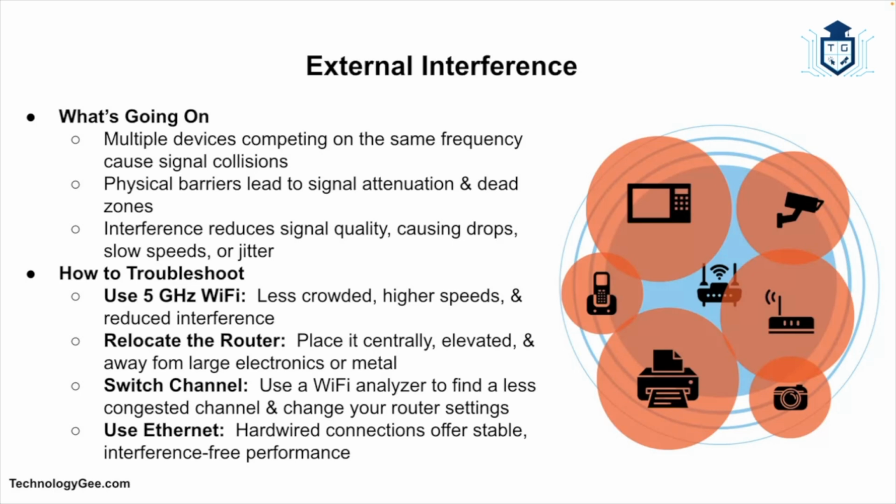Well, you want to use the 5 gigahertz Wi-Fi. Why? Because it's less crowded and less prone to interference. You want to relocate your router. So centralize it and keep it away from metal and electronics. You want to switch channels. So use a Wi-Fi scanner and hop on a less congested one. And you might want to consider using Ethernet because sometimes nothing beats a hardwired connection.